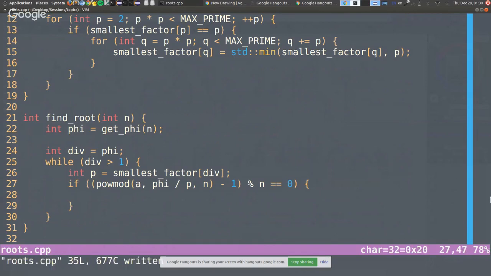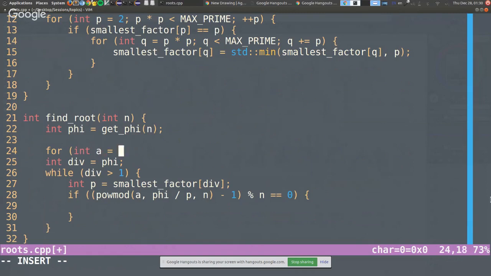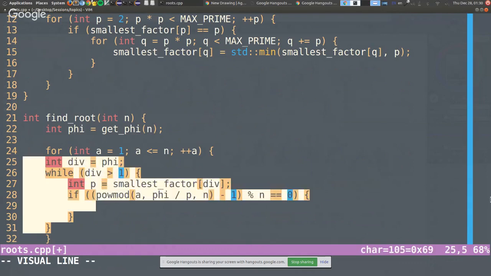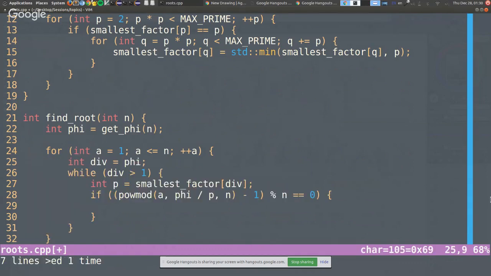If this number here is equivalent to 1 mod n, then basically we'll say that this a is not a root. Here we have to actually look for all the a's. So here we'll do it by trial and error. We go through all the numbers and check if they are a root or not. And if they are, then we just return the first one we find.